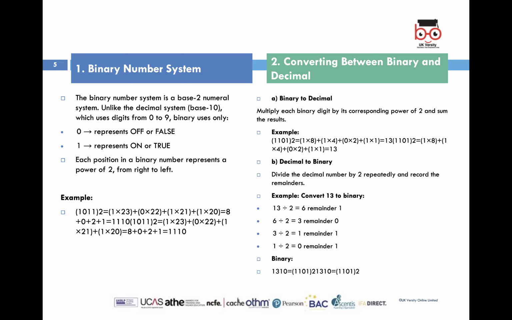Decimal to binary. Divide the decimal number by 2 repeatedly and record the remainders. For example, convert 13 to binary. 13 divided by 2 equals 6, remainder 1. 6 divided by 2 equals 3, remainder 0. 3 divided by 2 equals 1, remainder 1. And 1 divided by 2 equals 0, remainder 1. Therefore, 13 in decimal equals 1101 base 2.